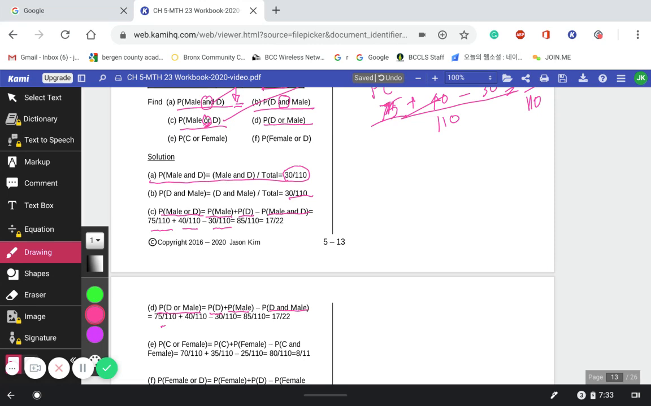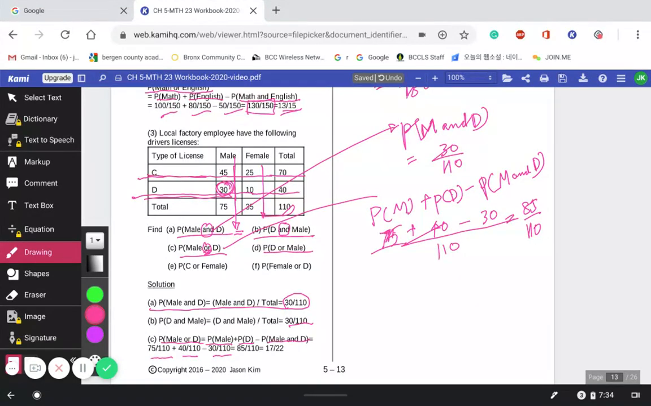And E was C or female. So you add the C and female, and then take away C and female, which is 25. So that's E. Okay.